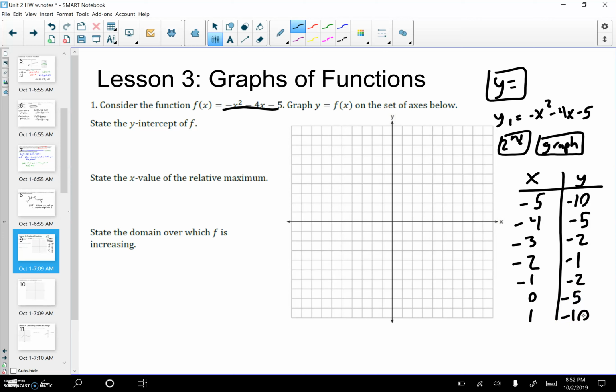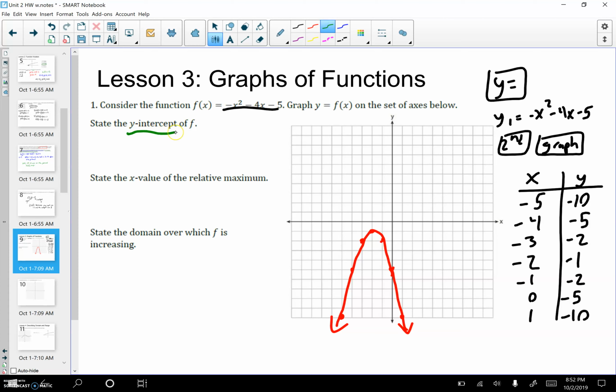So now what I'm going to do is take a second and graph all of those points. So there's -5, -10, -4, -5, -3, -2, -2, -1, and then I will do my mirror points on the other side. And I'll do my best to connect them in a U-shape pattern. They did not tell me a starting and a stopping point, so I'm going to put arrows on both sides. And now that we have it graphed, we're going to answer our questions.